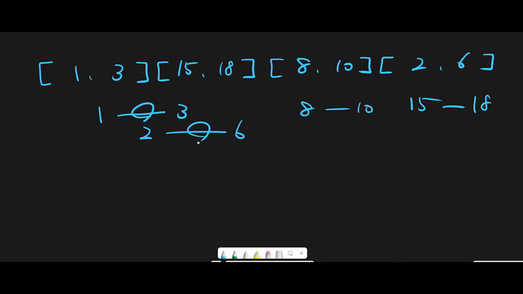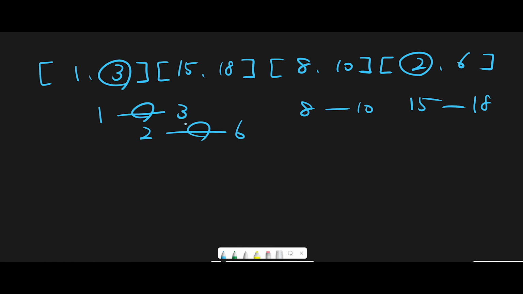And the question is, how can we know these two intervals are overlapping? It's simple. Just compare the starting time in the later interval, I mean this number 2, with the ending time in the previous interval, I mean 3, right? And this ending time is greater than the starting time in the later interval. So in that case, we should merge these two intervals.